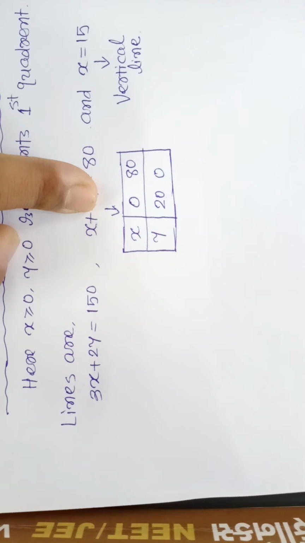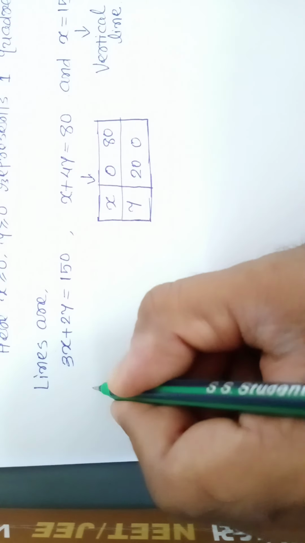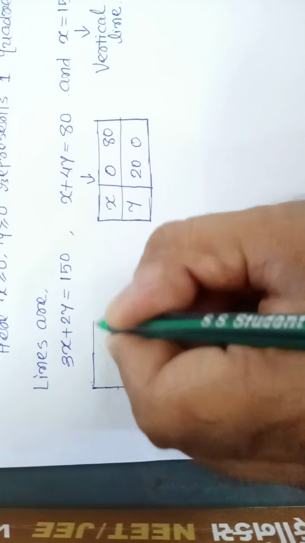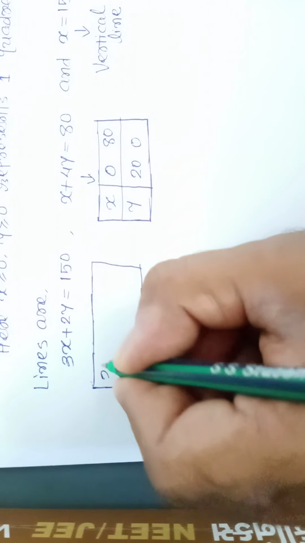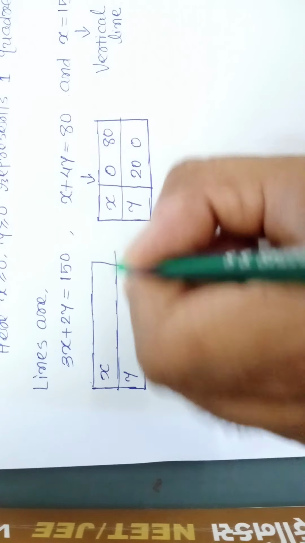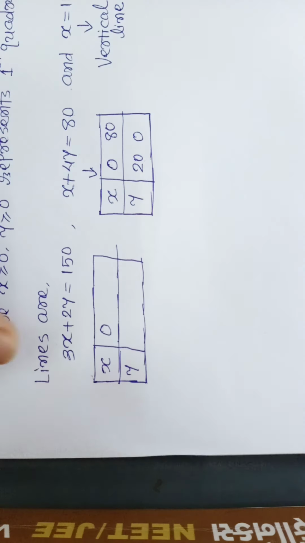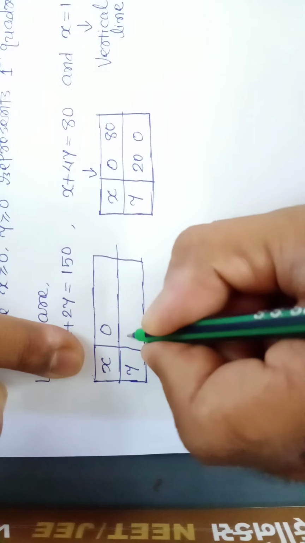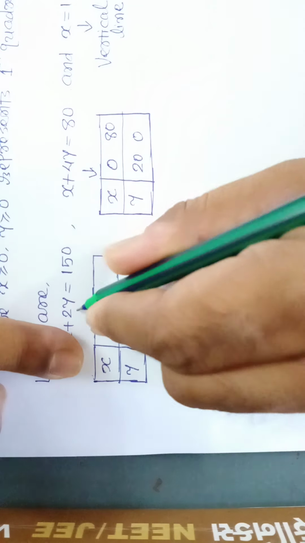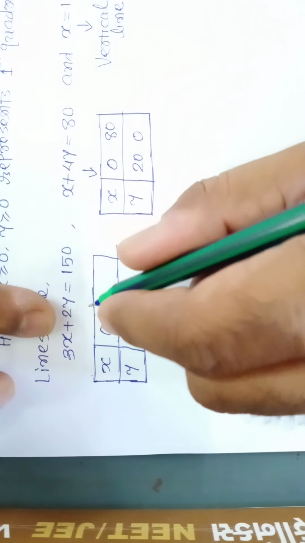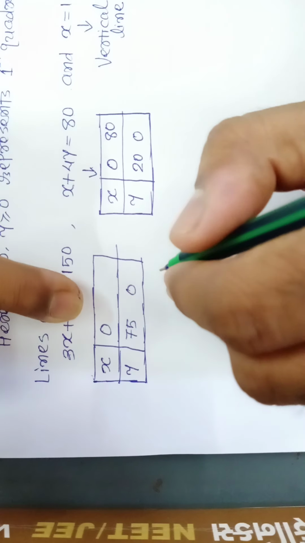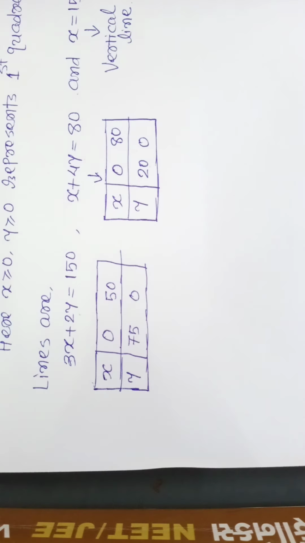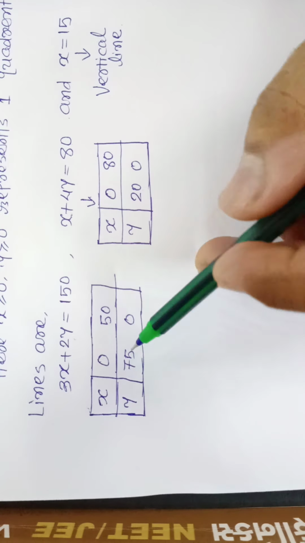Here also for this line, which kind of points are there? Let us see x and y once again. By putting x is 0, what about y? I think you easily understand. Put x is 0 here, so 2y is 150. It means y is 75. And when we put y is 0, it is 150 by 3, and 150 by 3 is 50. So x is 50 in that case. So there are two different lines.